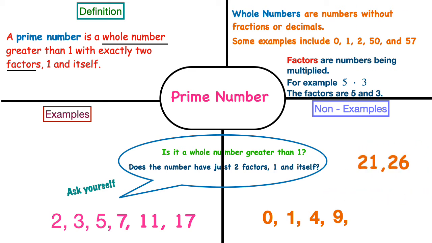All right, let's take a look at a couple more. The numbers 21 and 26 are also examples of numbers that are not prime because they have more than 2 factors besides 1 times themselves.